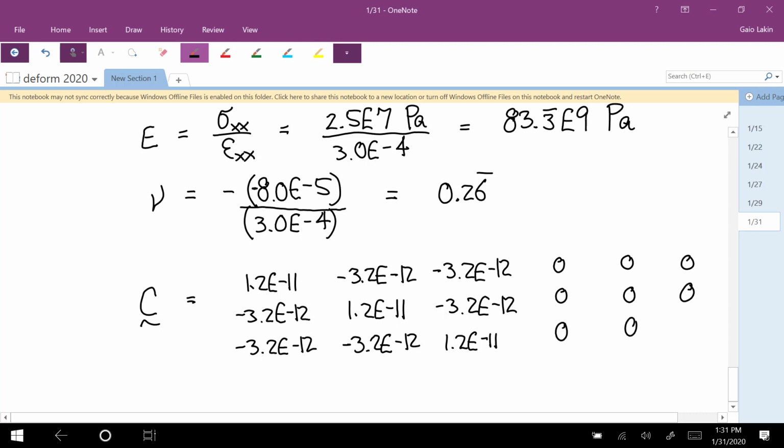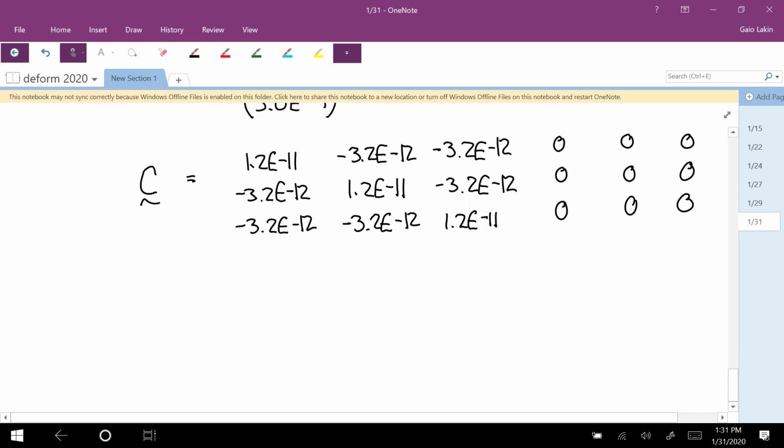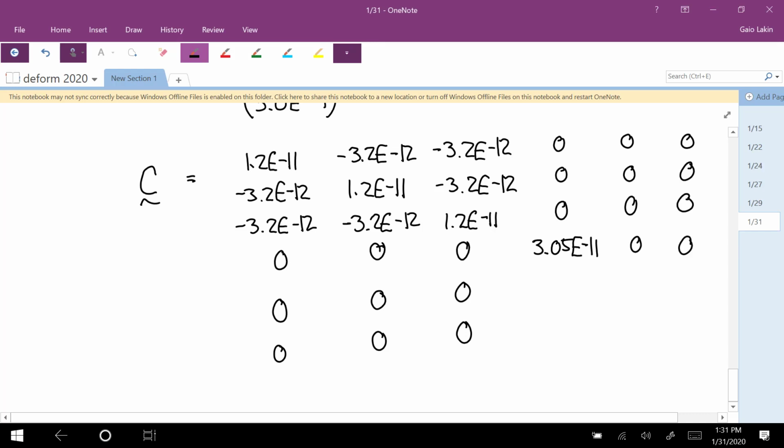And then 0 in the shear spots. So now we're done with those normal stresses, those normal rows. So the next three all have zeros in the normal spots. And then 3.05 times 10 to the minus 11 keeps moving down diagonally.